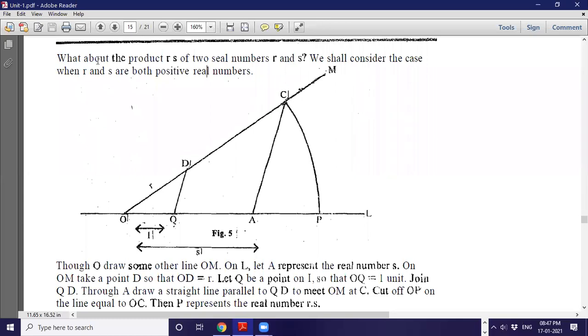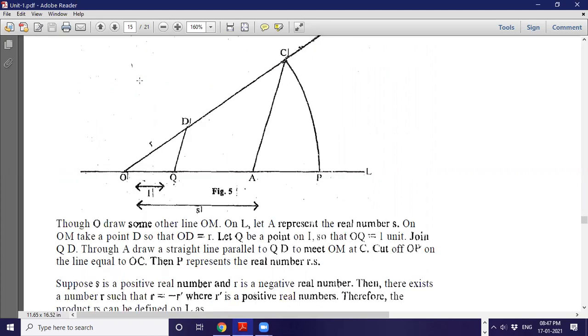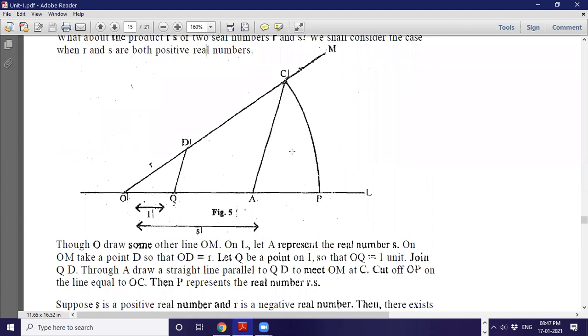What about the product RS of two real numbers? We shall consider both R and S as positive real numbers. So you try to draw the product.